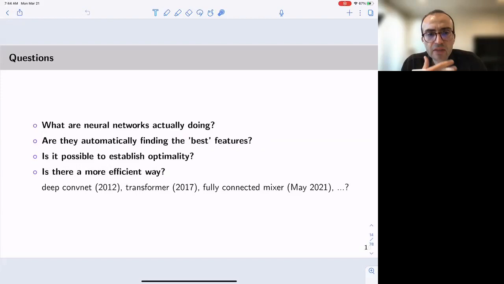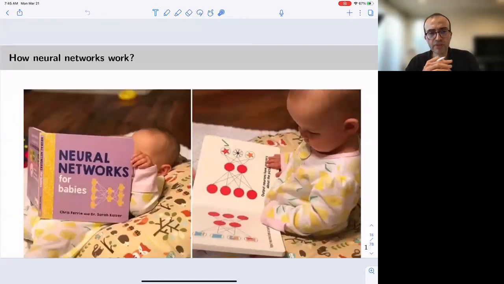So the questions I would like to answer are the following. What are neural networks actually doing? They are doing something else than convex optimization methods, classical machine learning methods, but can we identify what they are really doing? Are they automatically finding the best features? Are they finding the global optimum, a local optimum? And probably there is a more efficient way, because if you look at the deep learning literature, almost every month, people are coming with new architectures that are doing better, transformers, mixer models. They have not converged to the right architecture. Maybe by understanding what they are doing, we can design better learning architectures. That's the ultimate goal. So how do they really work?